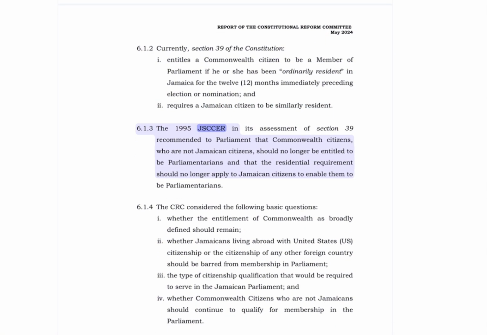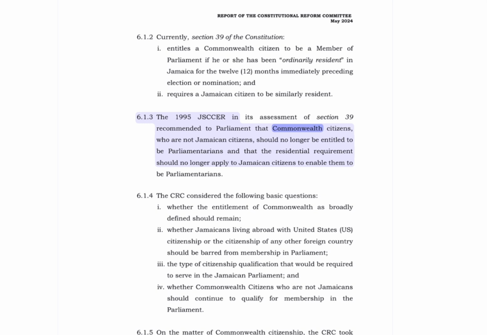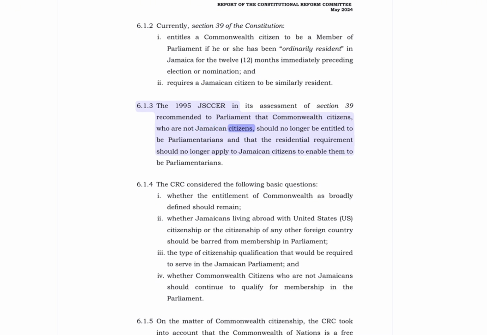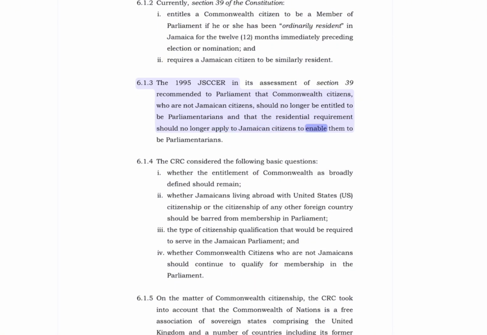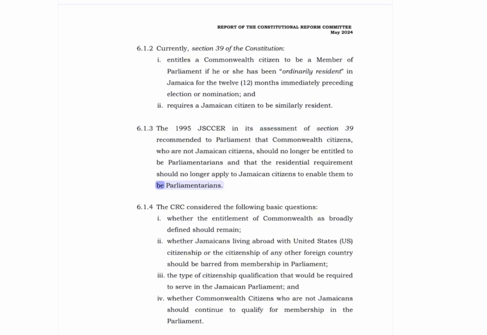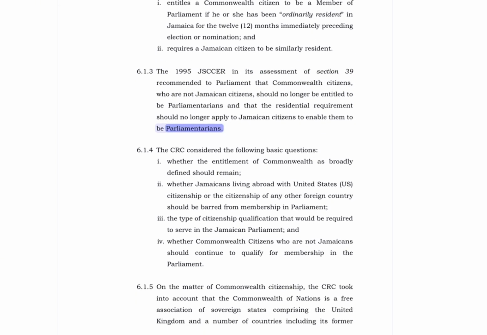6.1.3 The 1995 JCCR recommended to Parliament that Commonwealth citizens who are not Jamaican citizens should no longer be entitled to be parliamentarians, and that the residential requirement should no longer apply to Jamaican citizens to enable them to be parliamentarians.